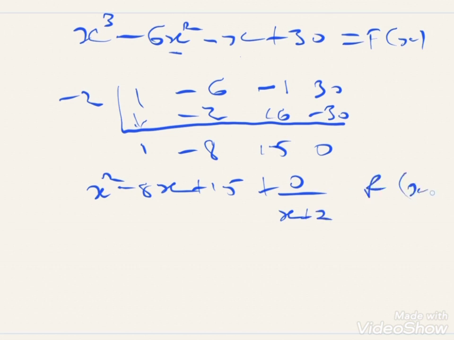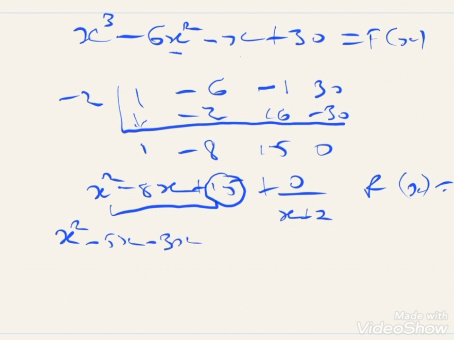R of x is 0. So we can further simplify this quadratic quotient. How do we do that? It's simple. Just look at this last term here, 15. What are the two factors of this 15 that when summed will give me minus 8? I think the factors will be x squared minus 5x minus 3x plus 15. Yes, because minus 5x minus 3x gives me minus 8x, and minus 5 times minus 3 gives me plus 15.